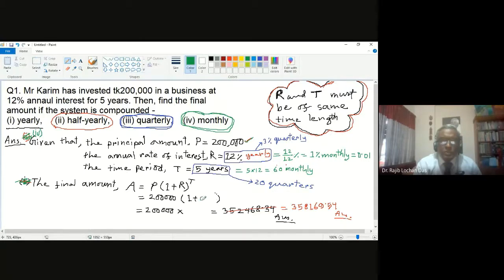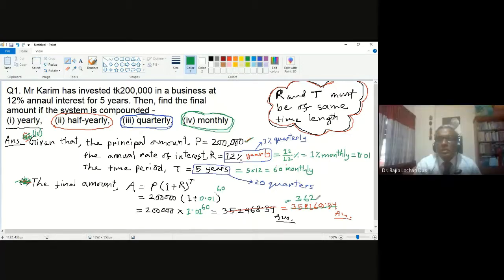So it will be 0.01, and to the power you will apply 60. So it will be 1.01 to the power 60. And then you will find out the answer, and that answer will be a little more than this also. So the answer will be something like 3,62,000. I'm not sure, I'm just saying.